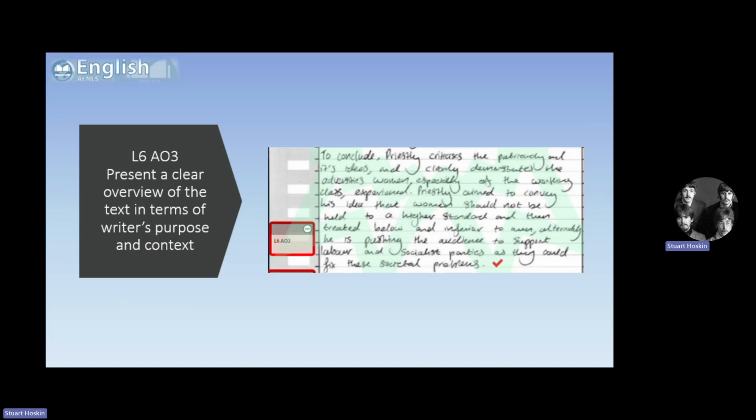Like here, to conclude, Priestley criticises the patriarchy and its ideas and clearly demonstrates the adversities women, especially the working class, experienced. Priestley aimed to convey his idea that women should not be held to a higher standard and then treated below and inferior to men. Alternately, he's pushing the audience to support Labour and socialist parties as they could fix these societal problems. You can see how bringing it together there is using relevant contextual ideas, bringing a bigger idea together. The conclusion is a brilliant place for looking at what is the writer trying to achieve and securing that level 6 in AO3 at the end.